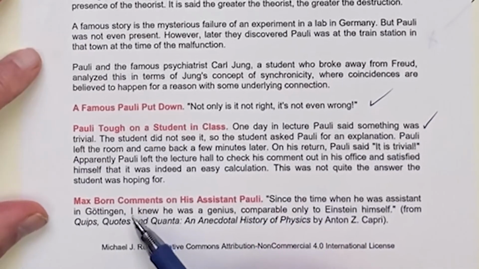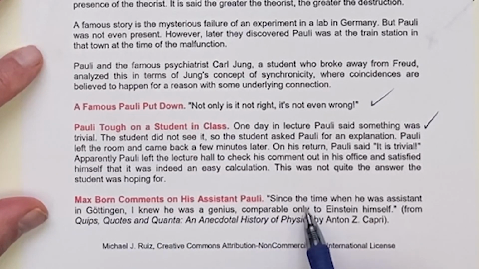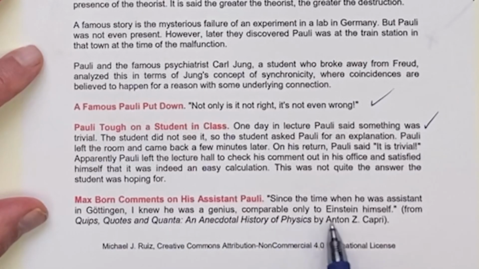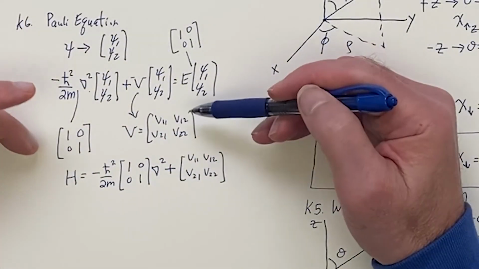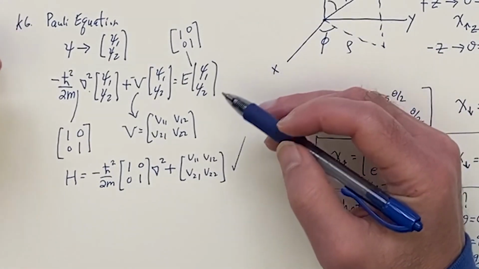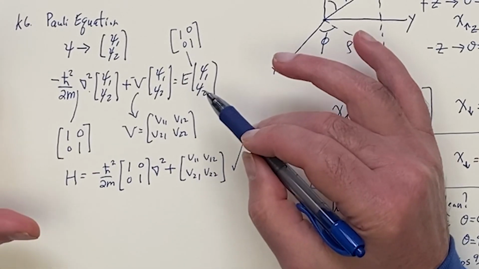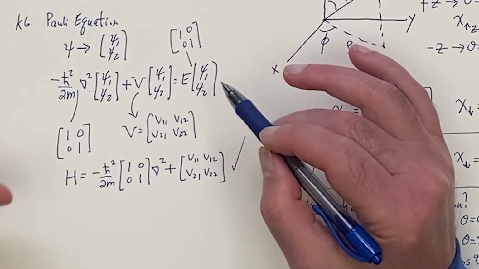And then here, Max Born commented on his assistant Pauli: Since the time when he was assistant in Göttingen, I knew he was a genius, comparable only to Einstein himself. Wolfgang Pauli. And with the Pauli equation, this is putting things in by hand. This is not as elegant as what we'll find with the Dirac equation, where we'll see the spin arise naturally in our next class.